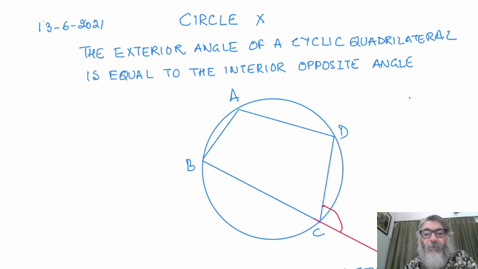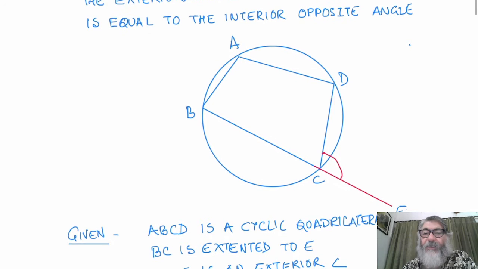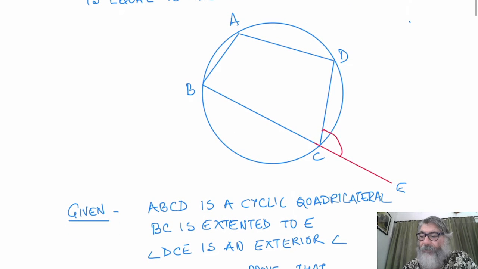Why is it a cyclic quadrilateral? Because the vertices of the quadrilateral are on the circumference of the circle. Now, A, B, C and D all are on the circumference of the circle. And this line BC has been extended to a point E to make an exterior angle DCE.